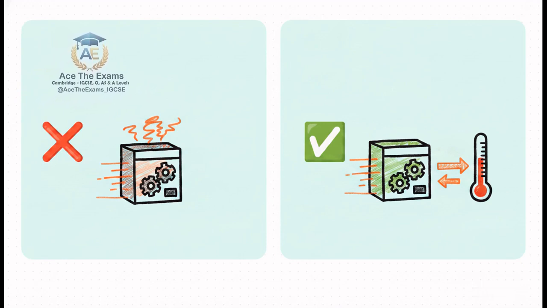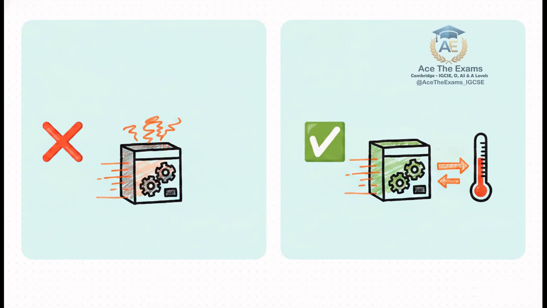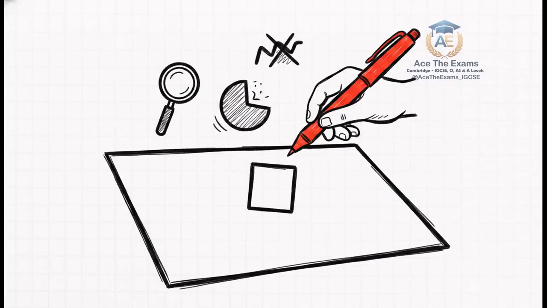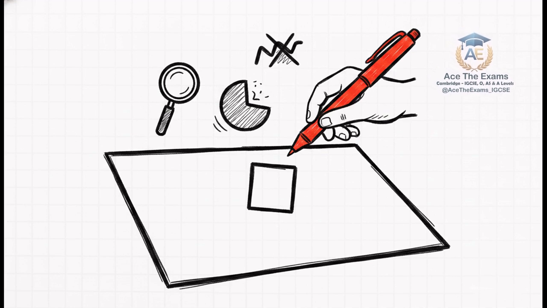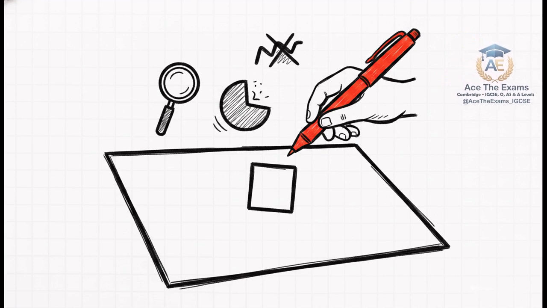The right side grabs absolutely all the method and accuracy marks. Let's do a quick red pen critique of that flawed answer through the eyes of our examiner. Number 1, they entirely missed the specific energy store name. Just saying energy isn't good enough. It has to be kinetic energy store or gravitational potential store.